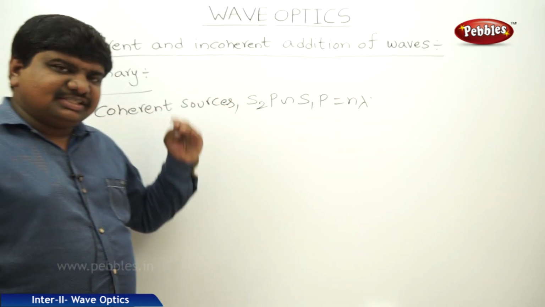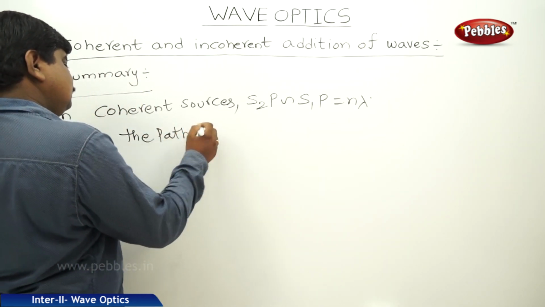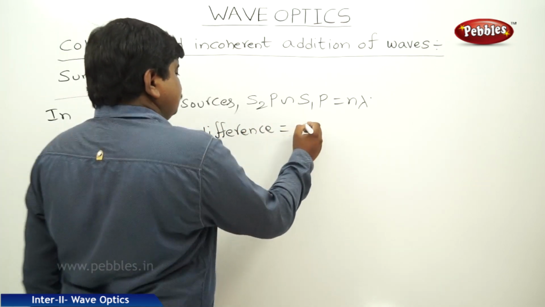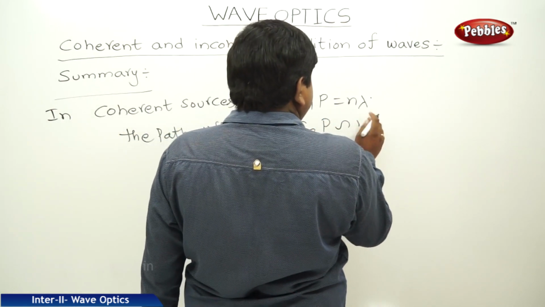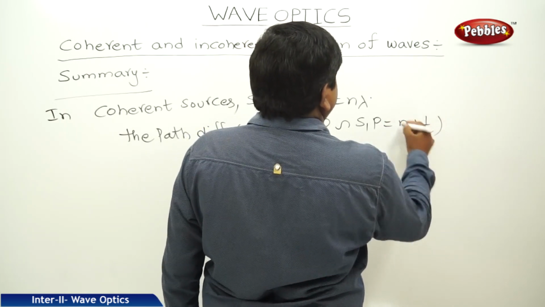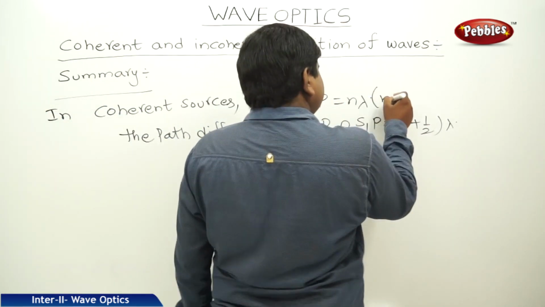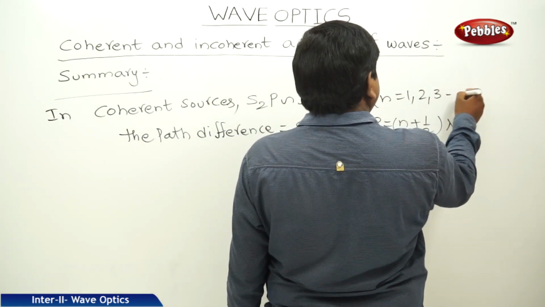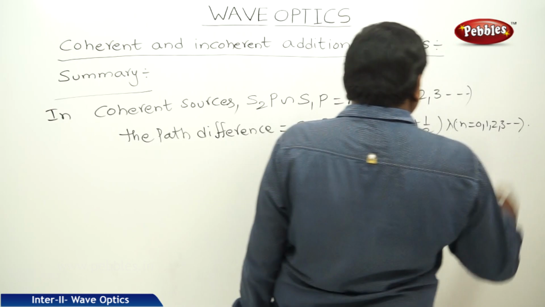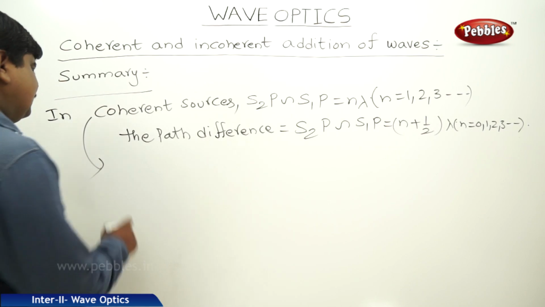If P is at such a distance, then the path difference S2P minus S1P is equal to n plus half into lambda. In both the cases n is equal to, here it is 1, 2, 3 and so on. Here it is n is equal to 0, 1, 2, 3 and so on. So this leads to constructive interference.